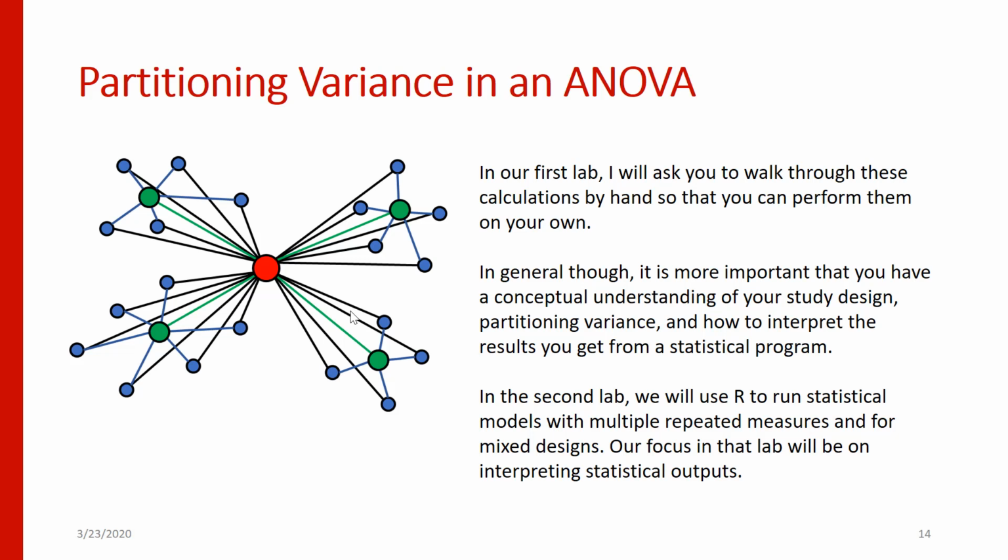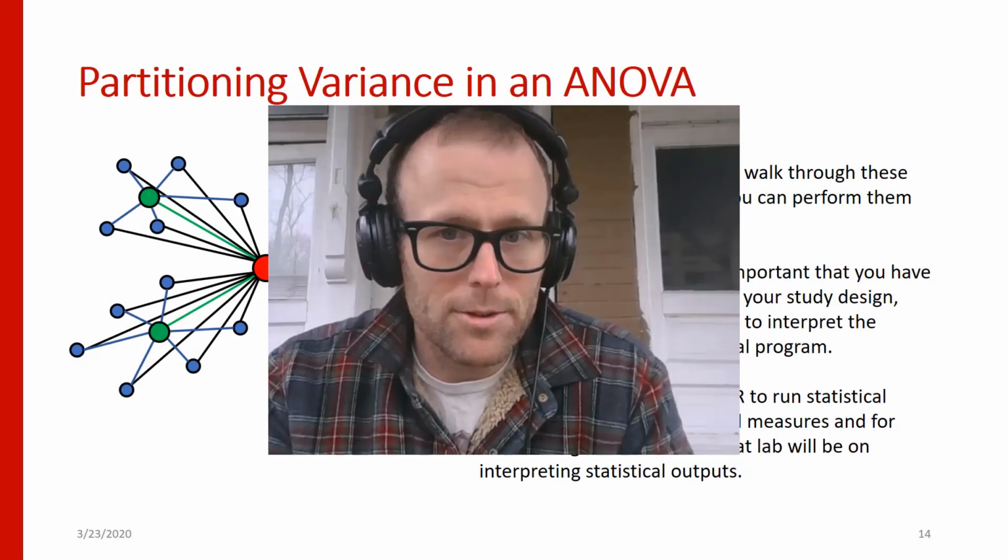So in the second lab, we're going to use R to run statistical models with either multiple repeated measures or using mixed designs where we have some repeated measures that vary within subjects and some measures that vary between subjects. And you can also then get a mixed factorial ANOVA table that you'll have to interpret. And our focus in that lab will be on interpreting the statistical outputs and understanding the different variables rather than the by hand calculation that allows us to isolate the variance at different levels.